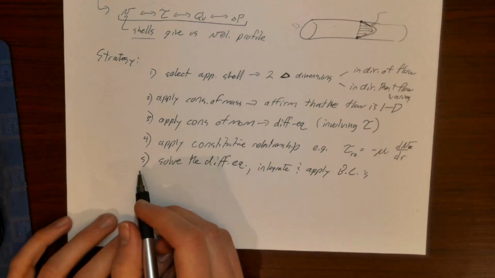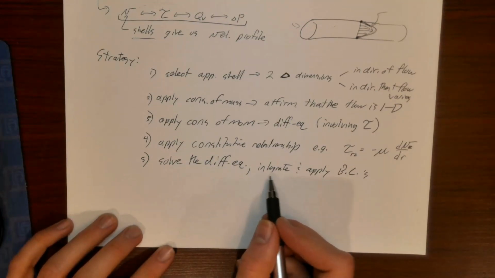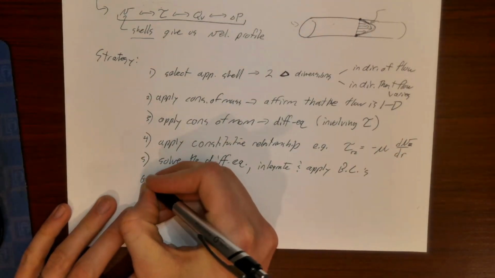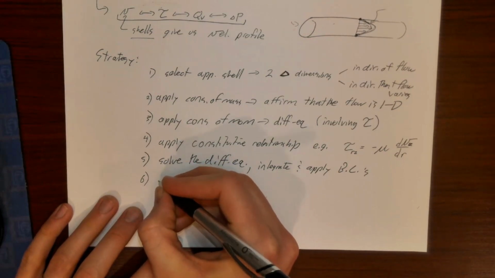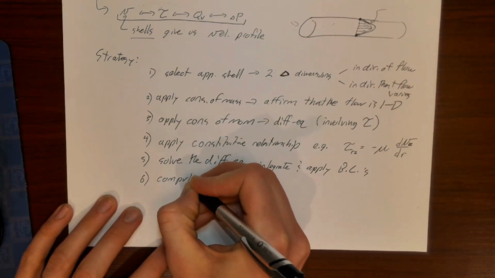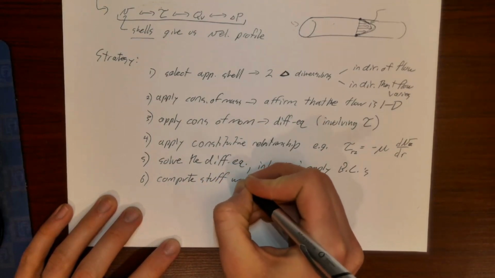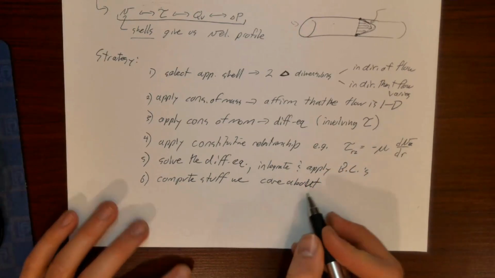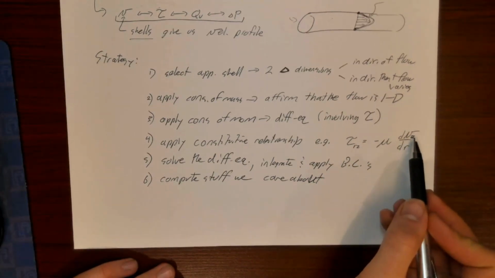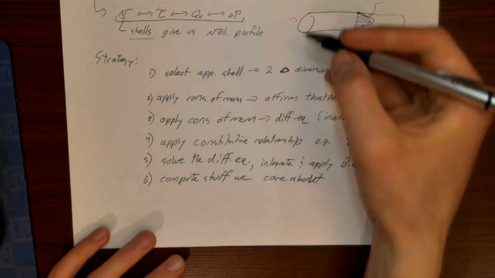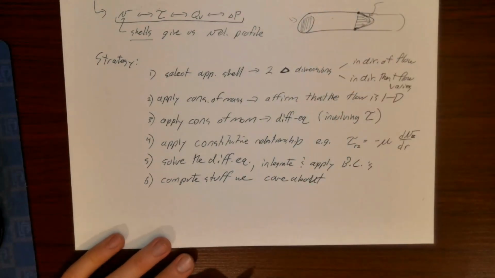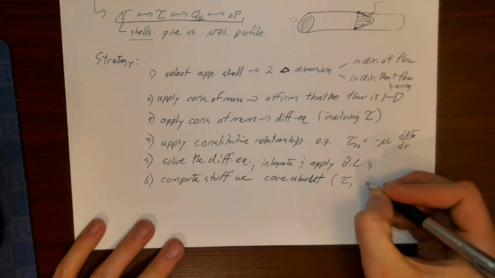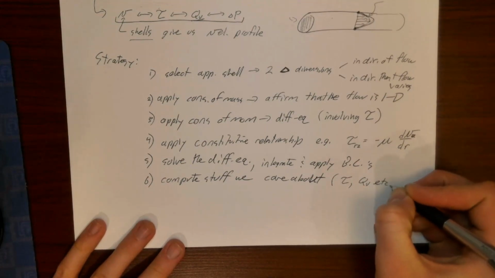And then finally, once we solve the differential equation, integrate and apply our boundary conditions, we'll then have a velocity profile that will be super awesome. We could then hypothetically use this velocity to compute stuff we care about. Right, so if we have a velocity profile, we could take its derivative to get shear stress, or we could integrate that velocity profile across a cross-sectional area to get volumetric flow rate or something like that. So, shear stress, volumetric flow rate, etc.